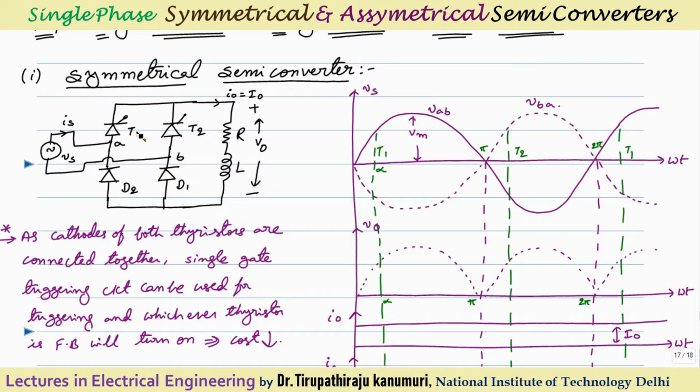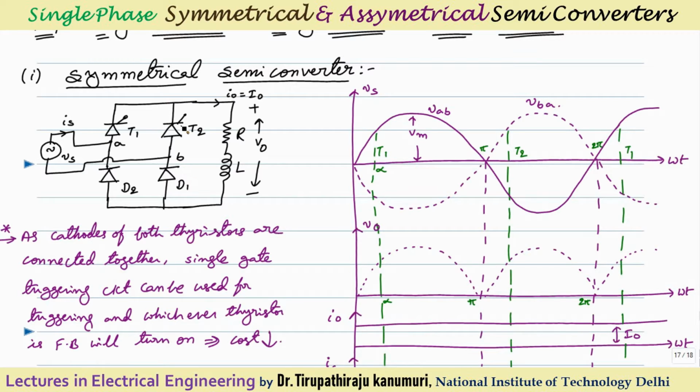Out of 2 thyristors and 2 diodes, it will be connected in such a way that each branch, each series circuit or each leg has 1 thyristor and 1 diode. This leg has 1 thyristor and 1 diode. This leg also has 1 thyristor and 1 diode. That's why this is called a symmetrical semiconverter.